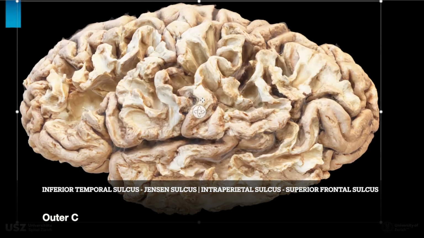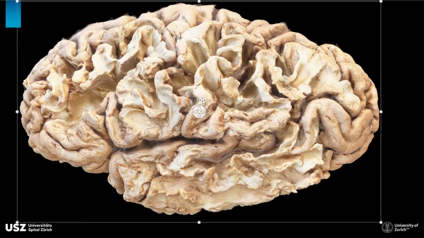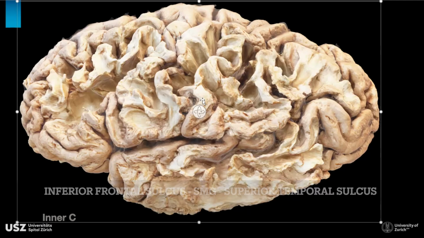We do it systematically. We make a so-called 2C system. We will start decorticating the inferior frontal temporal sulcus. We will go backward to the Jensen and intraparietal sulcus, and then the frontal superior sulcus will be the biggest C. And then we will make another smaller C: inferior frontal sulcus, over the central region, supramarginal gyrus, and superior temporal sulcus will be the smaller C.